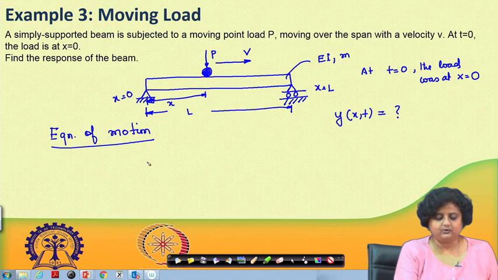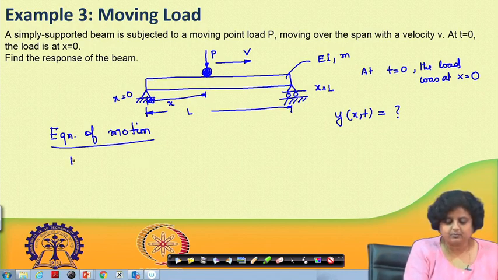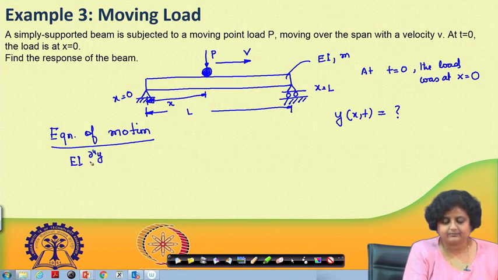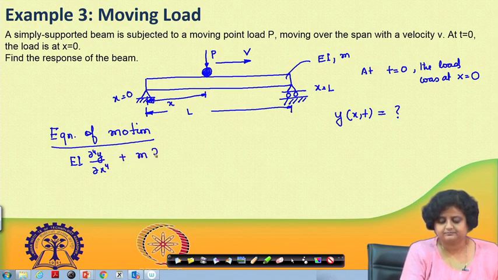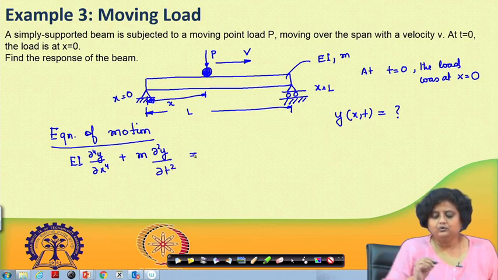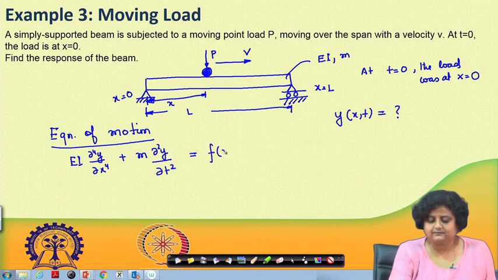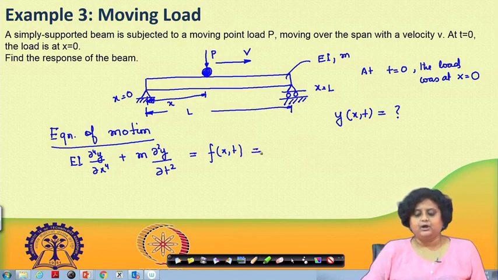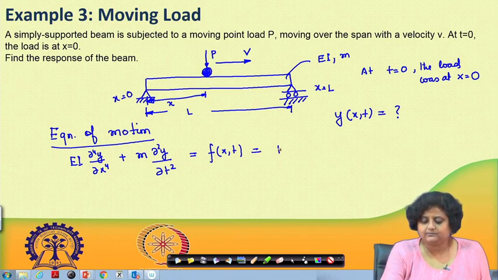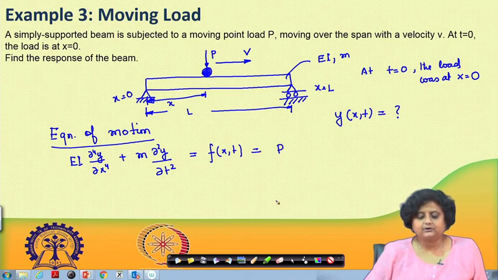If we write down the equation of motion, the equation of motion is going to be EI... how do I write the force now? The right hand side is a force, because an externally applied force is acting. How am I going to write the force? The magnitude of the force is P. Now, the location of force is any x.